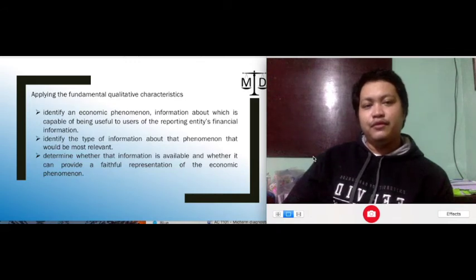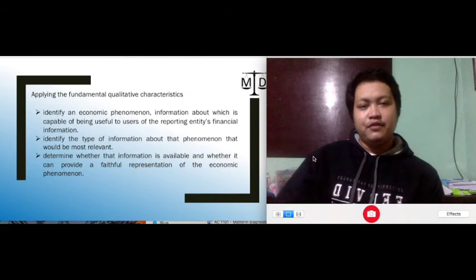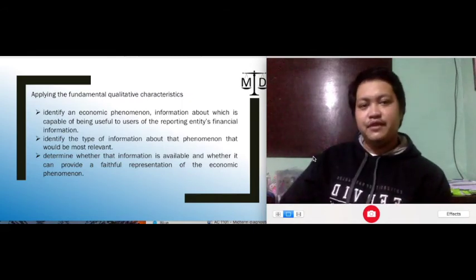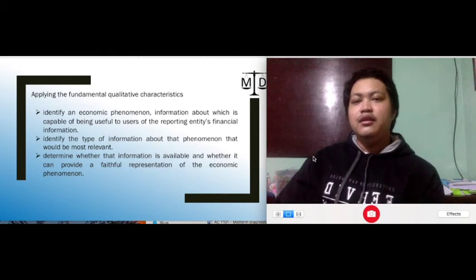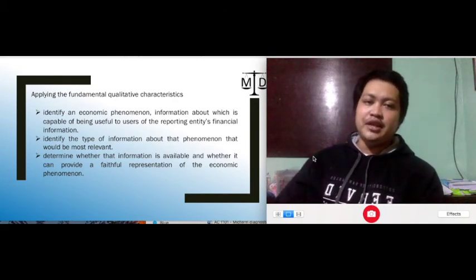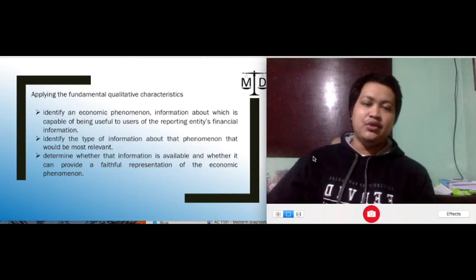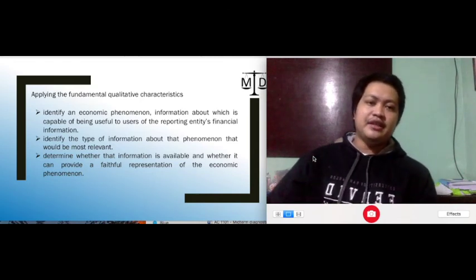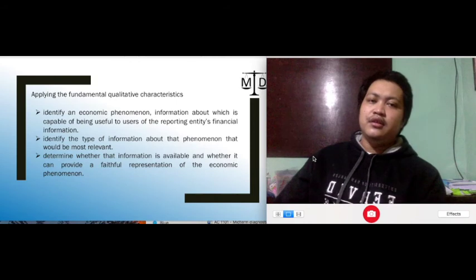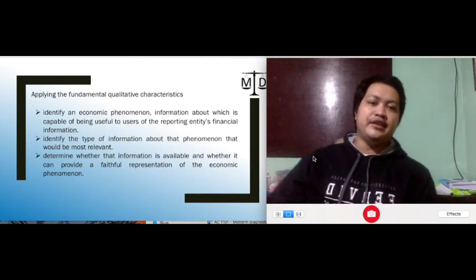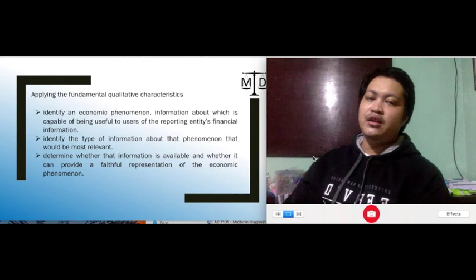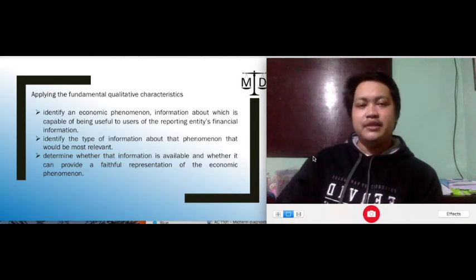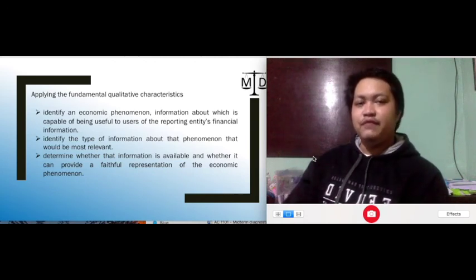So that would be all for your fundamental qualitative characteristics. Again, we have two: relevance and faithful representation. Information is relevant when it's capable of making a difference, and information is capable of making a difference if it has predictive value or confirmatory value or both. Materiality is defined as the ability to influence a decision, and in a way, materiality is just an entity-specific level of relevance. The second fundamental qualitative characteristic is faithful representation.